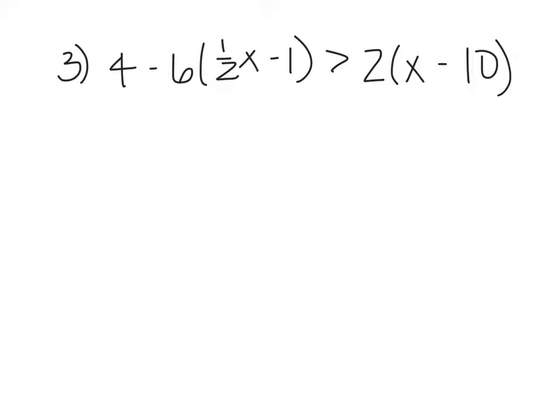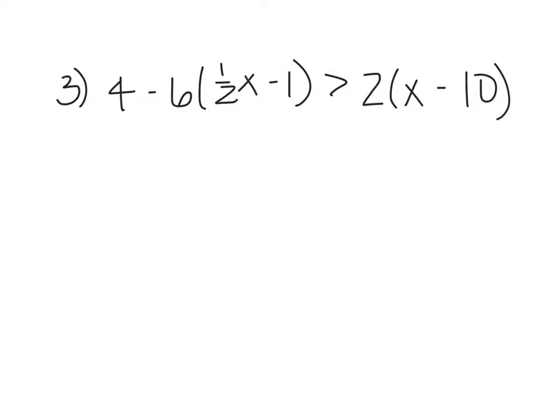So problem number 3, I have 4 minus 6 times 1 half x minus 1 is greater than 2 times x minus 10. So again, just a bigger problem because it's got more parentheses, but nothing overwhelming. So I'm going to draw my line. I'm going to label my sides. I have x's on the left and everything else on the right. Before I do anything else, I need to get rid of my parentheses. I need to distribute.